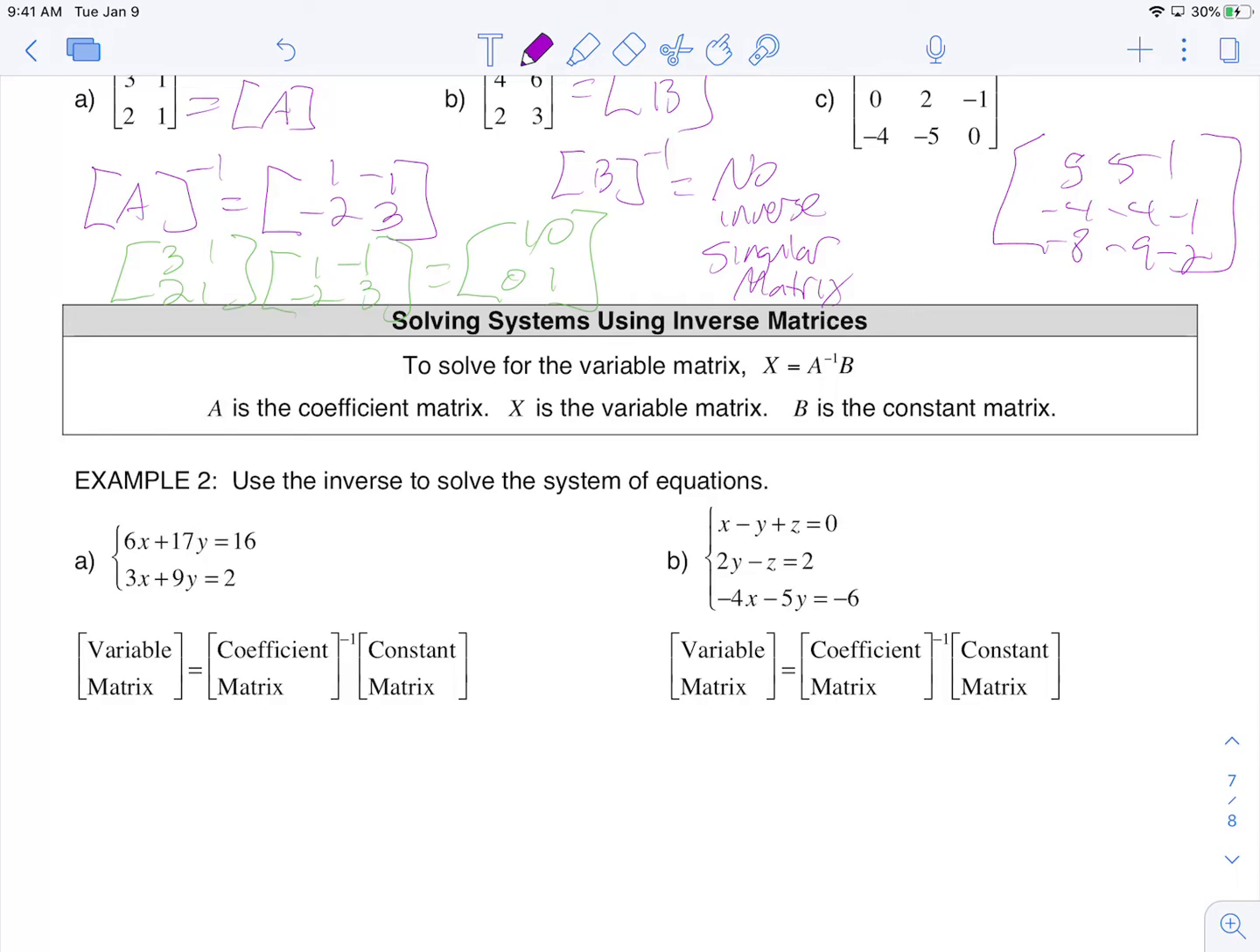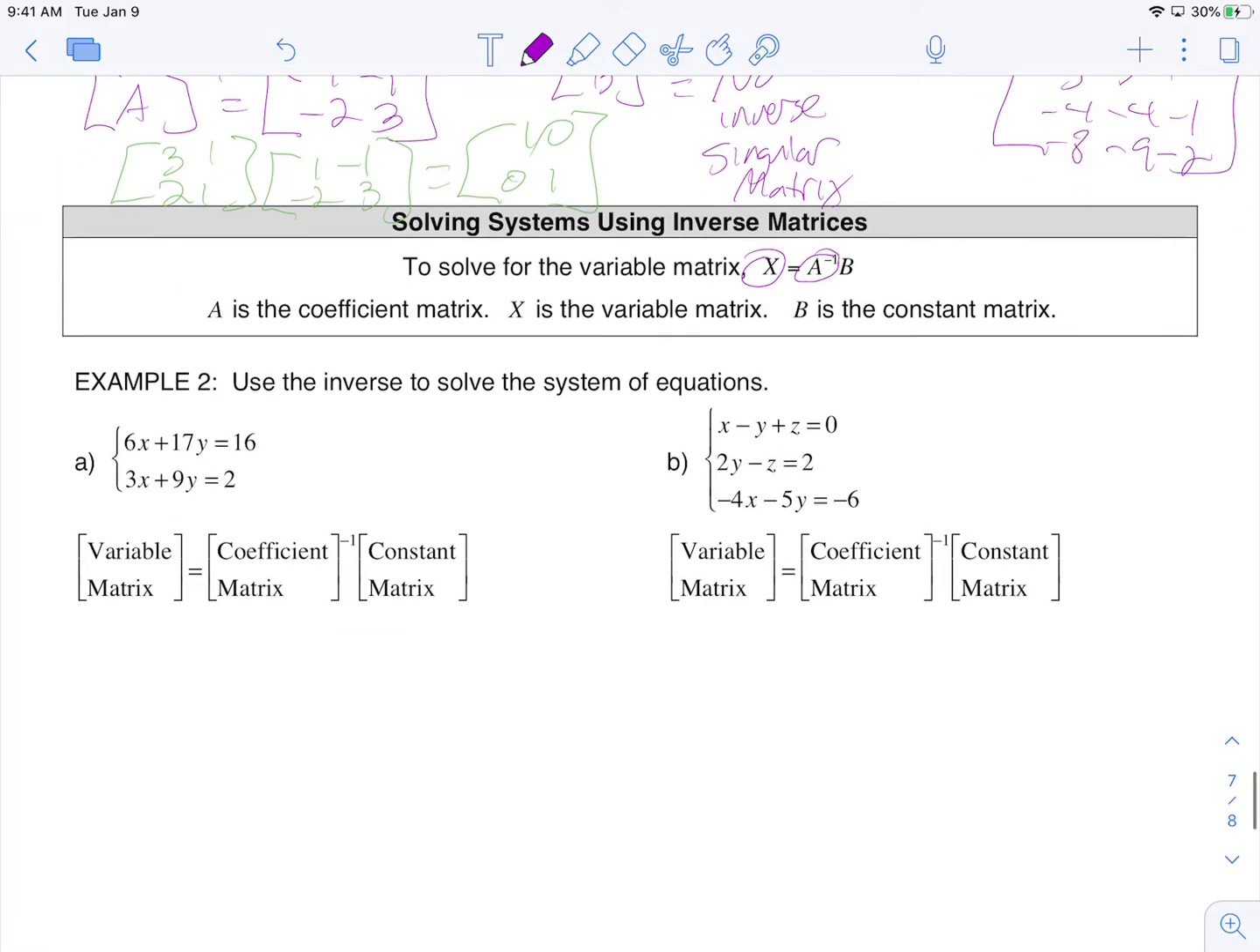And again, there's another way of doing this. If let's say you don't want to do RREF, like you're like, oh, I don't know where it's at, this is a much easier way of solving the matrix. So to solve for the variable matrix X, it's going to be A inverse, which is the coefficient matrix, times B, which is the constant matrix. So you're going to be finding the inverse of the coefficient matrix and multiplying it by the constant matrix.